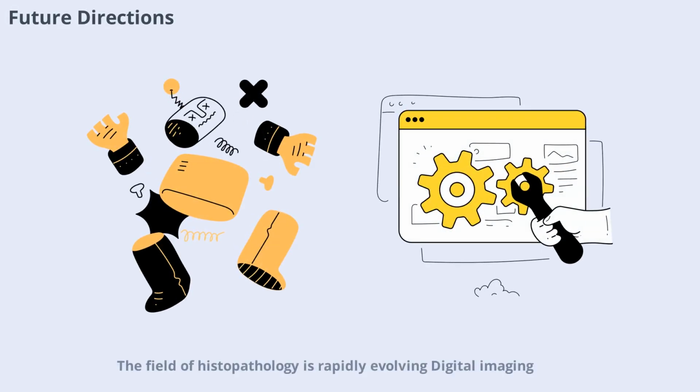The field of histopathology is rapidly evolving. Digital imaging, machine learning, and molecular diagnostics are transforming how tissue samples are analyzed and interpreted. These innovations promise faster, more accurate diagnoses and open the door to personalized cancer treatments. As technology advances, the collaboration between pathologists, oncologists, and researchers will become even more crucial. Ultimately, these developments aim to improve patient outcomes and bring us closer to a future where cancer is detected earlier and treated more effectively.